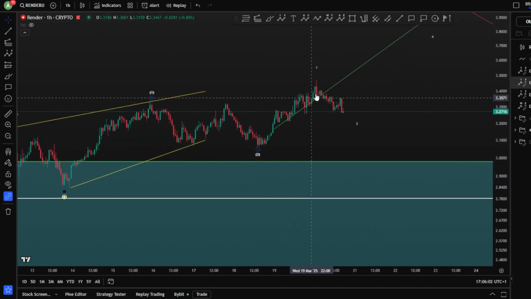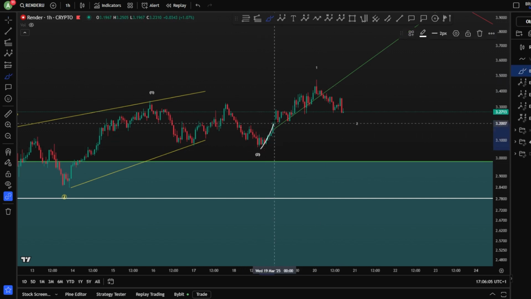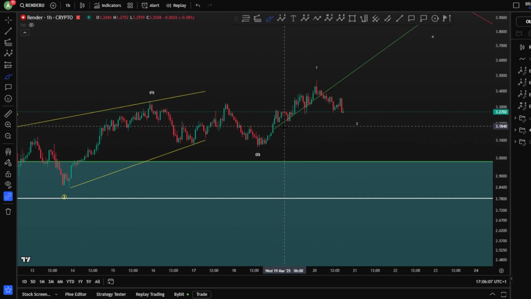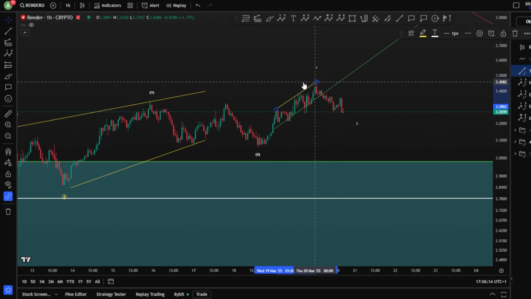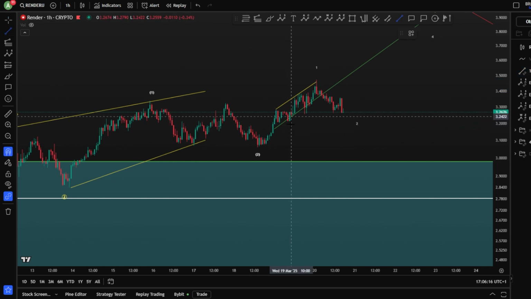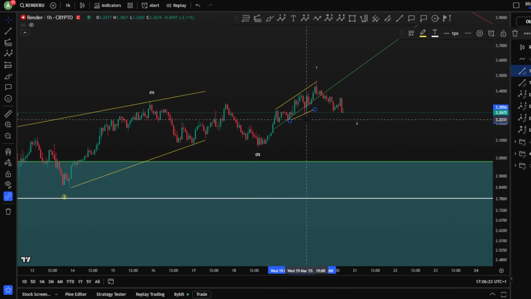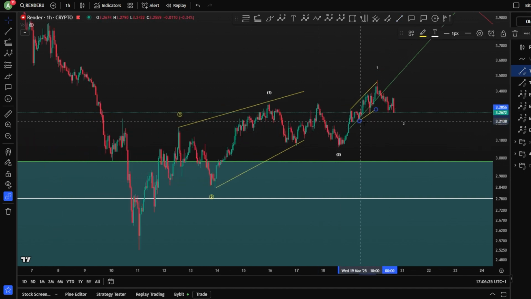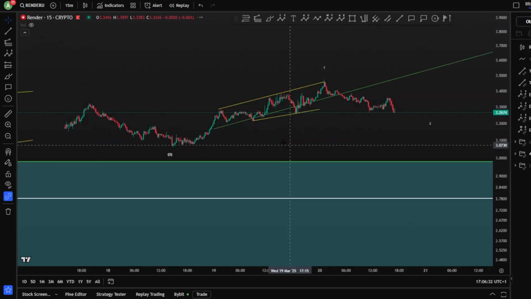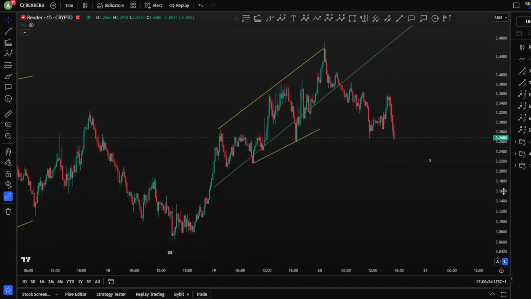We have another potential leading diagonal, 1, 2, 3, 4, and a 5 again. Potentially here you have another leading diagonal in this shape. However, like this, let me take the wave 2 exactly. Here we go. Now, of course, the wicks here are a little bit open. If there is a problem with this one, because it looks a little bit choppy here, let's move to the 15-minute. Okay, so the only problem is here.